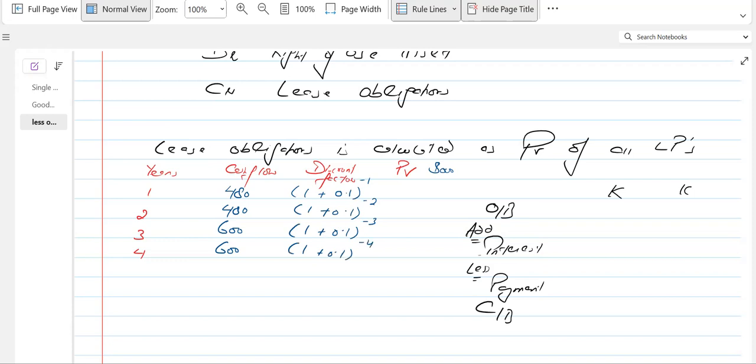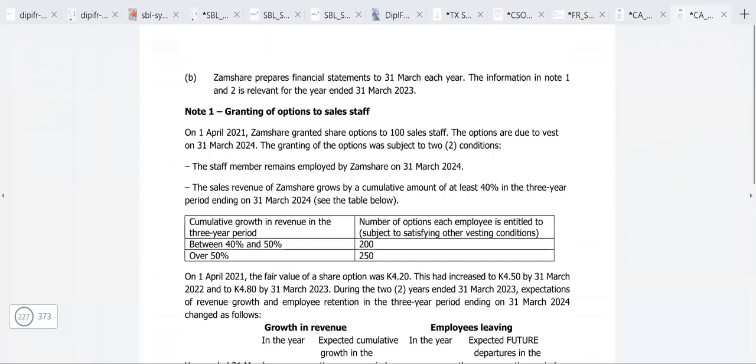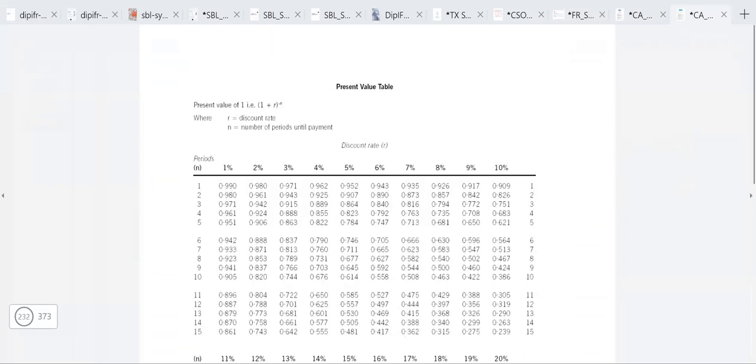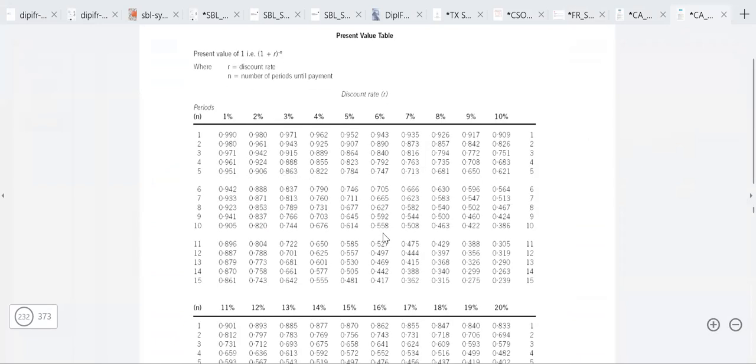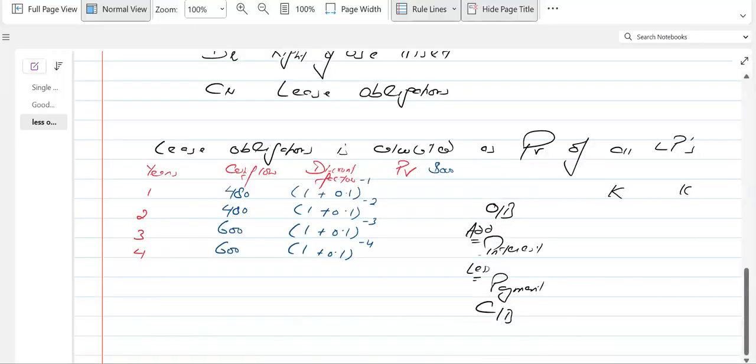In the exam, obviously you have the table. You go to the 10%. The first is 0.909, 0.826, 0.751, 0.683. These are given, so you can just directly put them over there. I just showed you how to calculate it, so you can simply put the figures over here.